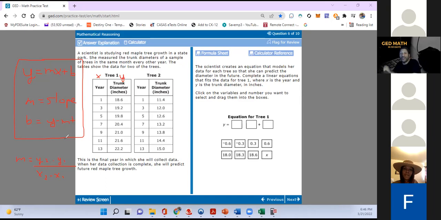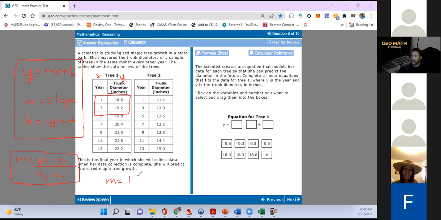How many points do we need to find the slope? 2. So I'm going to use these 2. Could I use any 2? Yes. So if I'm using this formula, y2 minus y1 over x2 minus x1, what value would be considered y2?